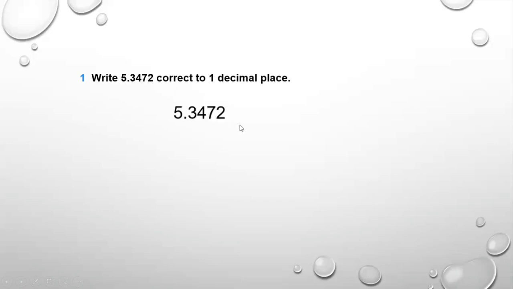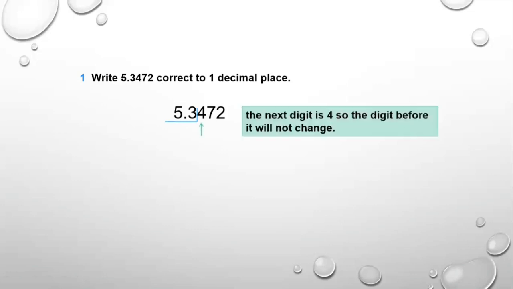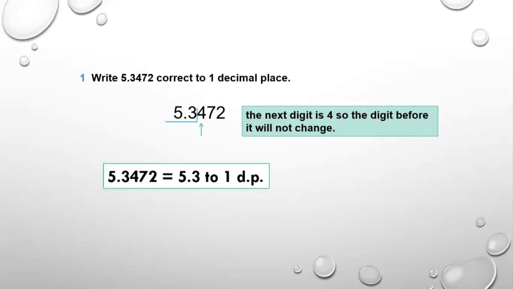So what do we do here, children? We have been asked to round to one decimal place. So the next digit here is 4. If the next digit is 4, we should not make any change to the digit before it. So it remains as it is. And the answer, rounding off to one decimal place, is 5.3.